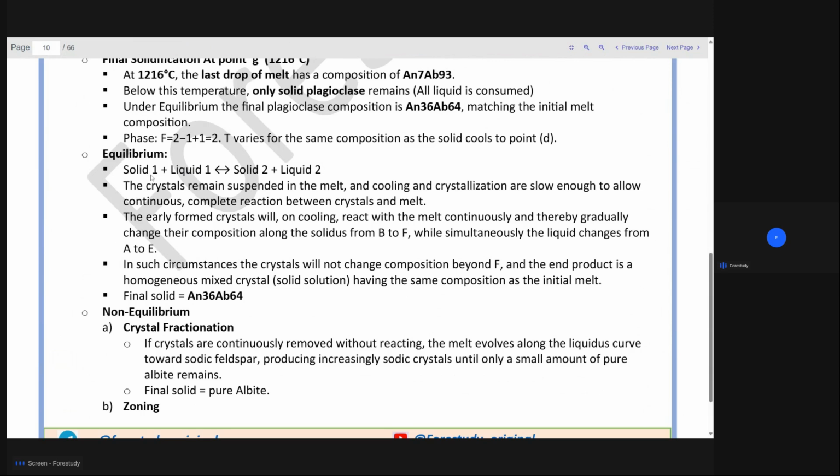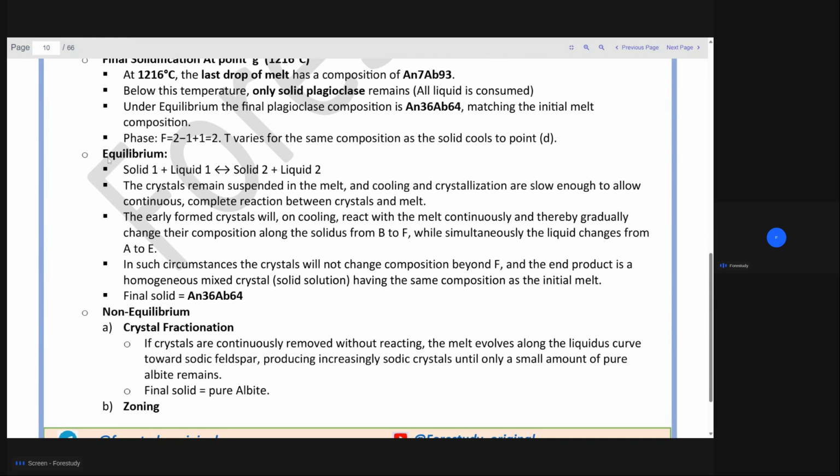Equilibrium. So solid 1 plus solid 1 gives solid 2 plus solid 2. This is equilibrium crystallization. Solid 1 and liquid 1 will give solid 2 plus liquid 2. No separation of melt or crystal is happening here. The crystals remain suspended in the melt, and cooling and crystallization are slow enough to allow continuous and complete reaction between crystal and melt. So slow cooling results in equilibrium crystallization, where we are allowing the crystal to react with the melt.